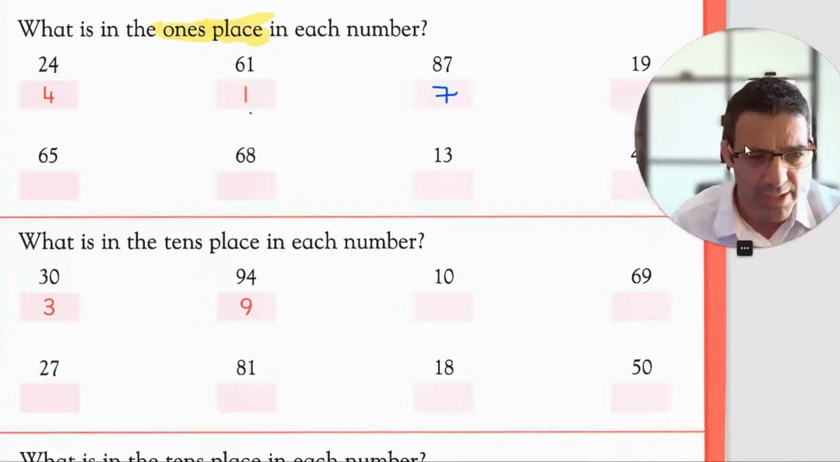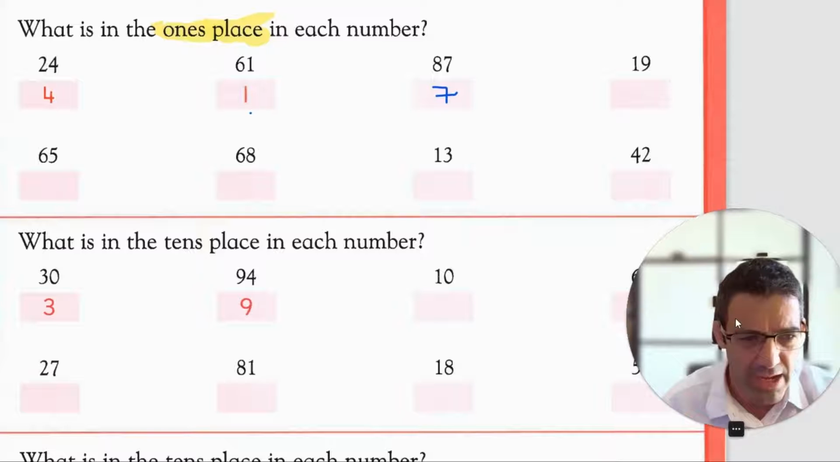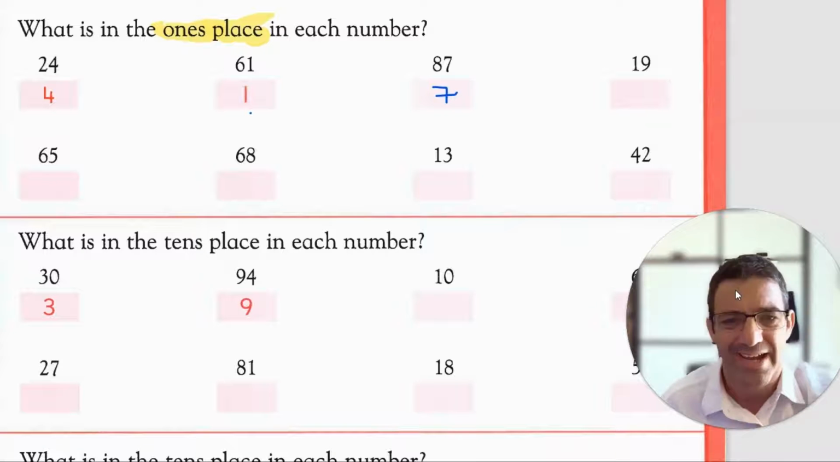And I'm going to move my little bubble down a bit so you can see these last two questions here. So 19. So the 10 here is in the tens, and then the 9 here is in the ones. So I'm going to write 9. Good stuff. Okay, I'm going to go to the next number, which is 65.